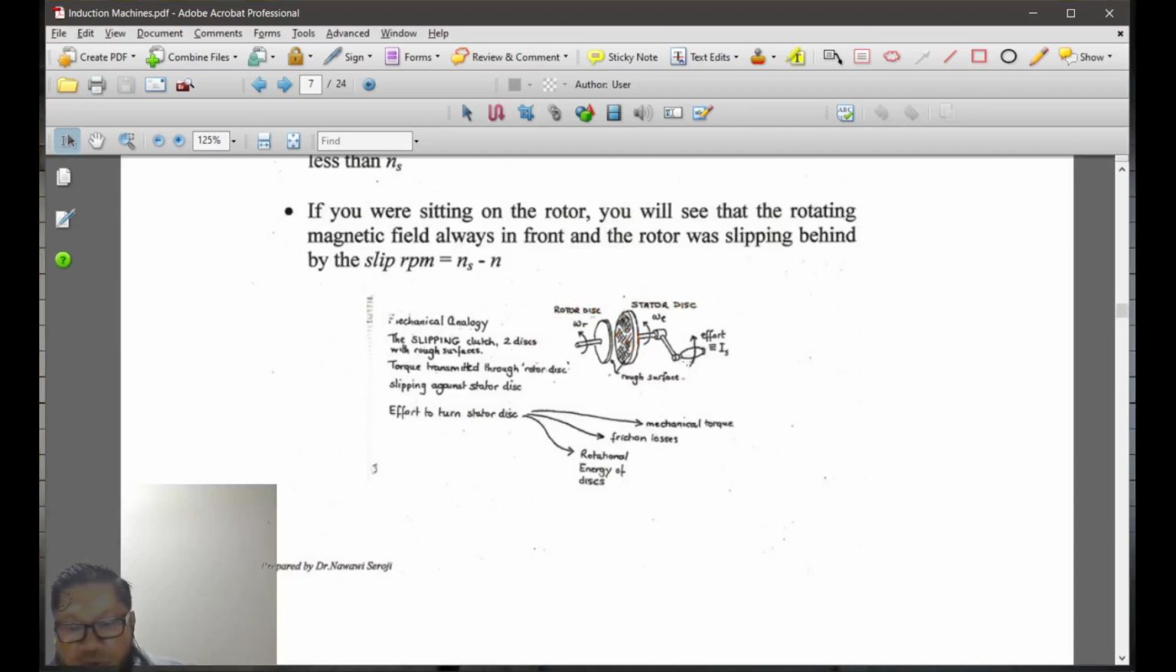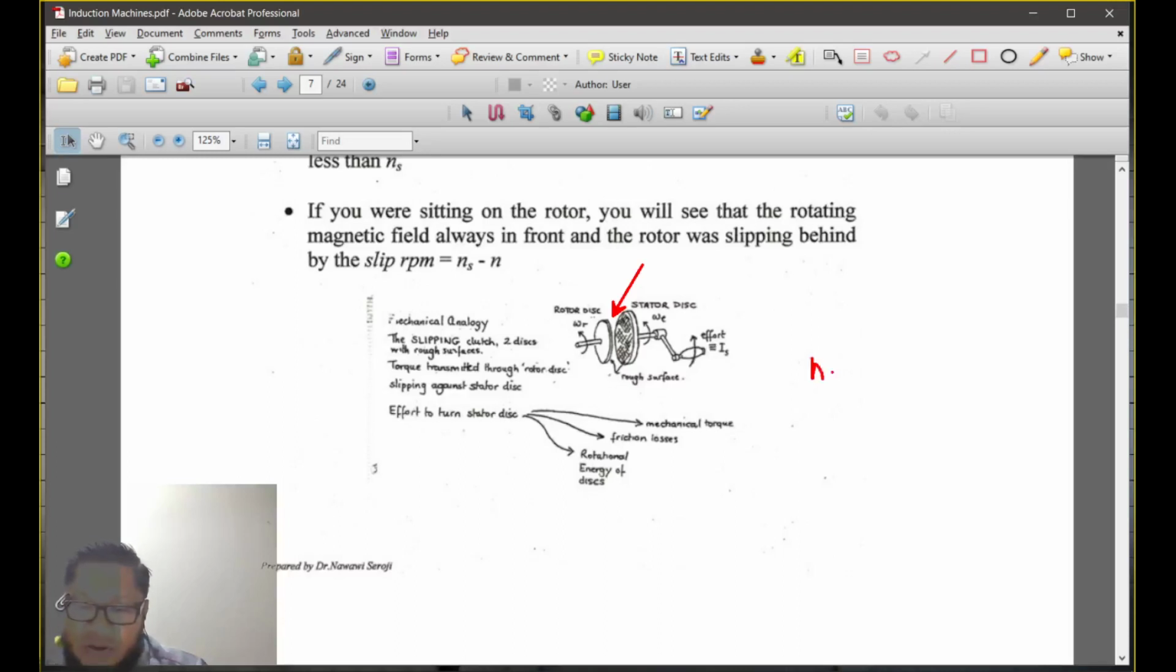So when you start to rotate the handle of your stator disc here, there will be a slip. The rotor disc will never catch up with the stator disc. There's always a slip between rotor disc and stator disc, isn't it? And that's why we have n always slightly lower than ns. We do not follow exactly ns, and this is why the slip term comes in.